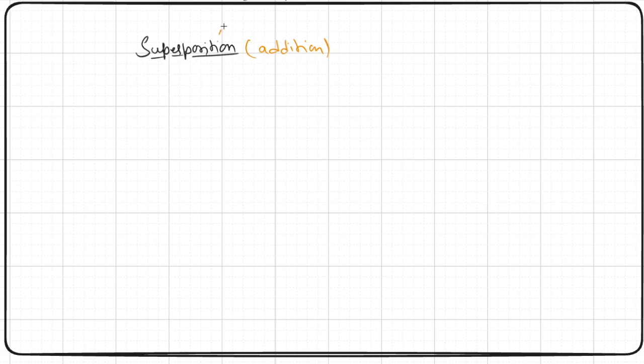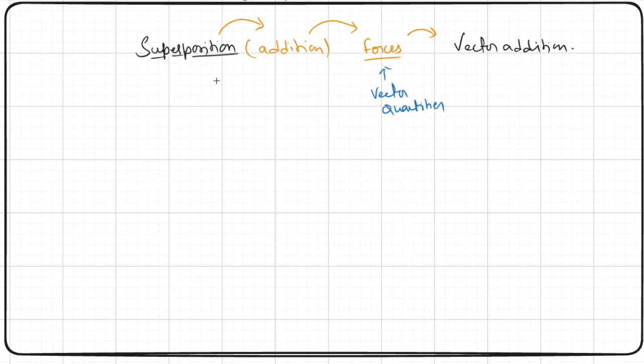So if you see, superposition means addition, and in our case, we'll be adding forces. So how do we add forces? Because they are a vector quantity. Remember that forces are vector quantities. So what we finally do is vector addition. Now let's see which forces we are going to add. We already do this superposition, but in our mind.